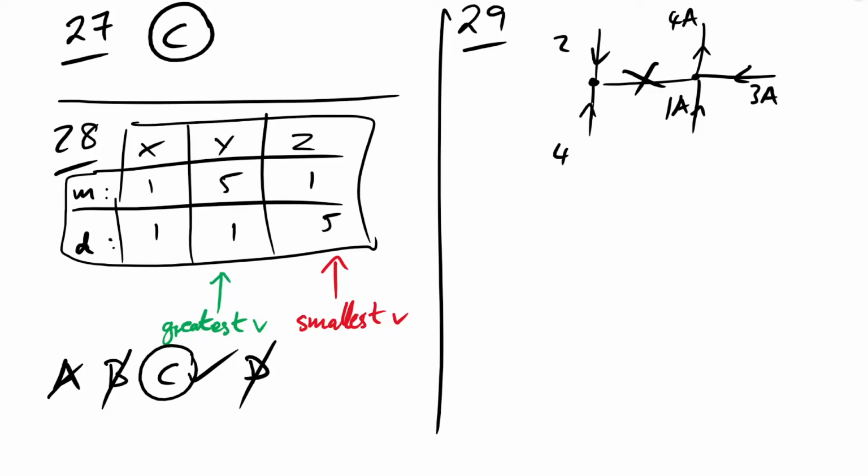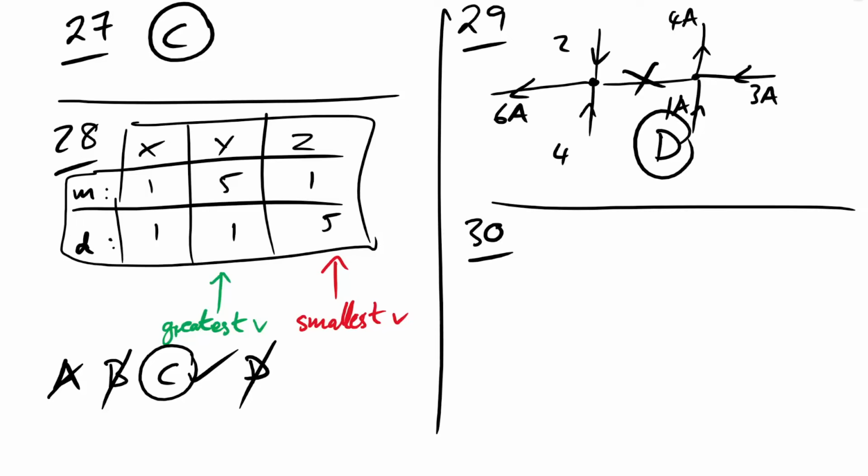So therefore we have 4 going in, 2 going in, so it has to be 6 amps going out there. So the answer has to be D. 30, what's the resistance of this arrangement?